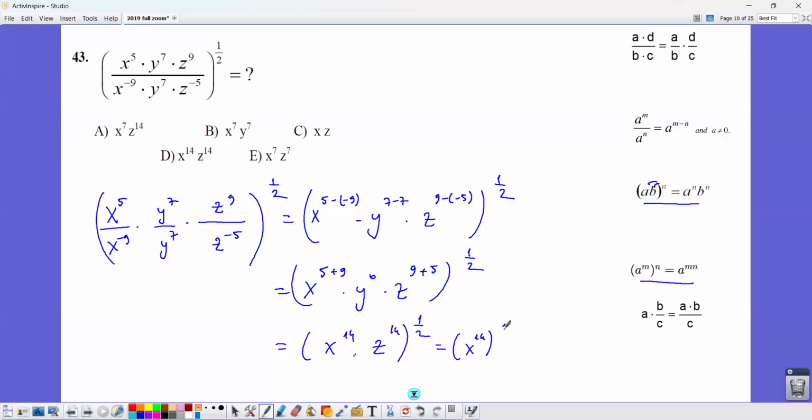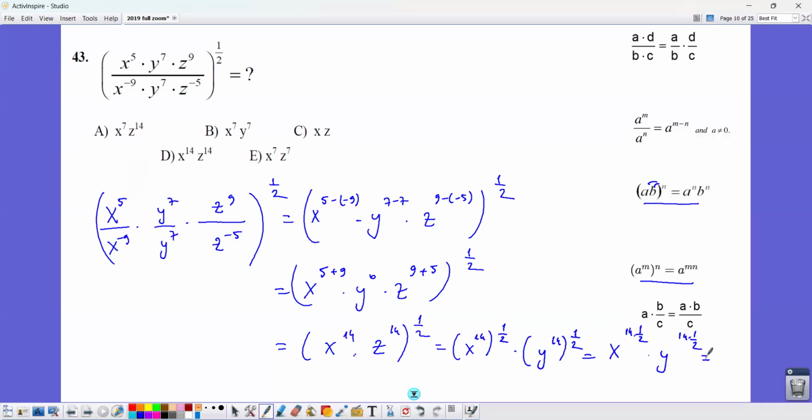X to the power of 14 to the power of 1 over 2 times y to the power of 14 to the power of 1 over 2. Then, when we have power of power, a to the power of m to the power of n, we are multiplying the powers. So we have x to the power of 14 times 1 over 2 times y to the power of 14 times 1 over 2.